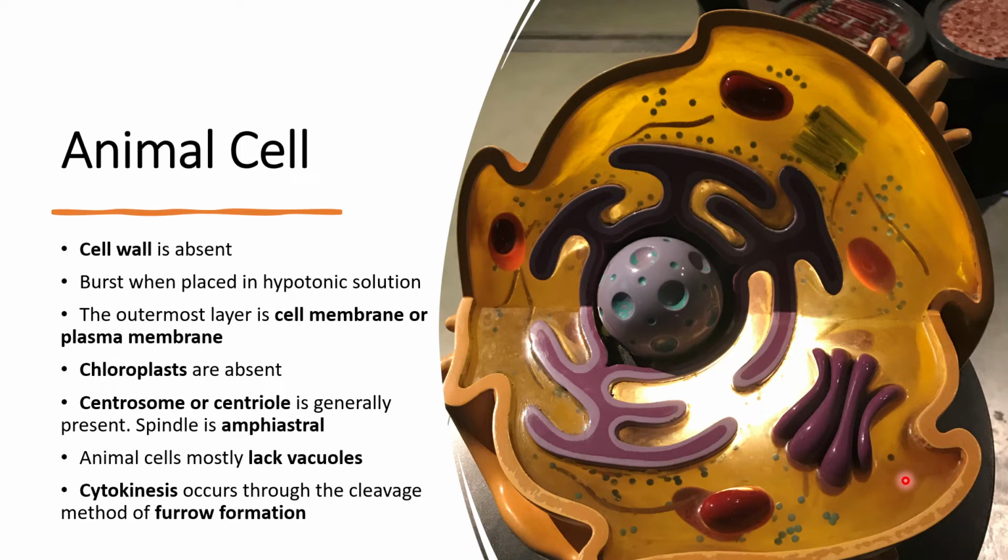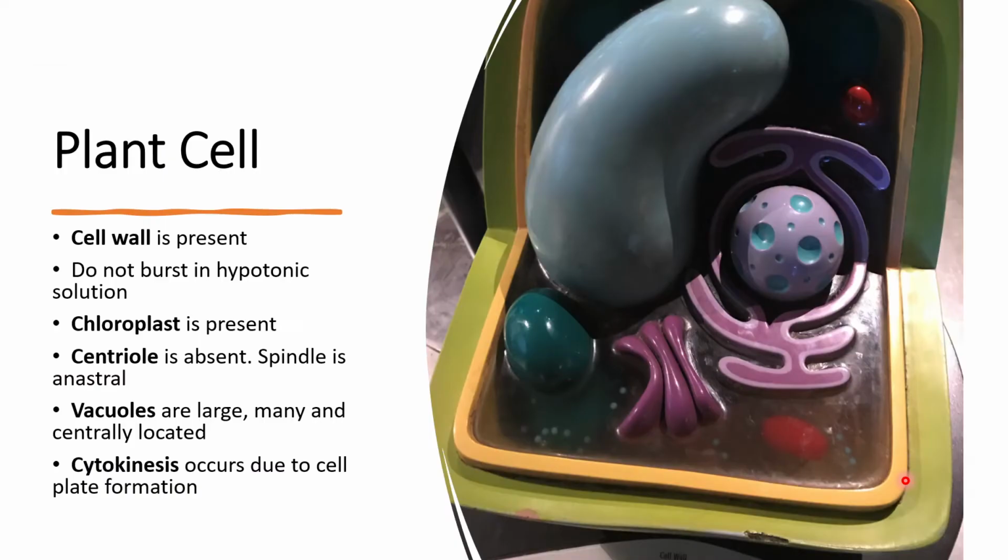Then we will go to the plant cell. This is the basic 3D structure of a plant cell, and here in plant cell, the outer lining is known as the cell wall. It is present in plant cell, which is absent in animal cell. Due to the presence of this cell wall, it does not get burst when placed in a hypotonic solution.